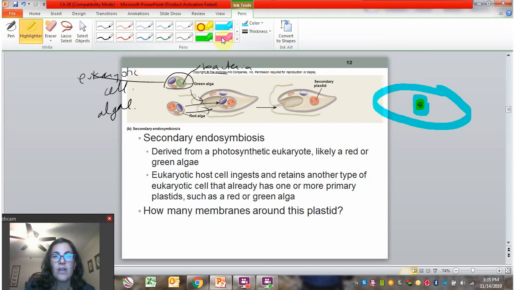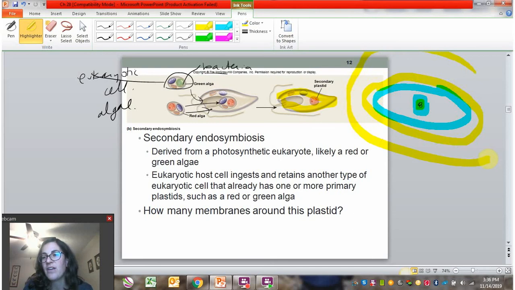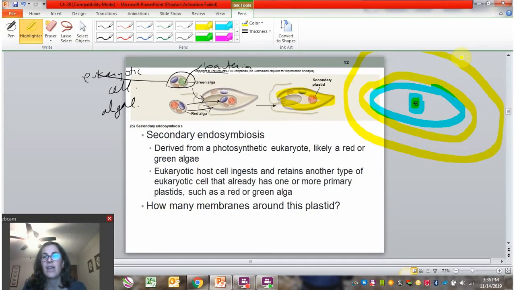Well, let's use another color. Let's imagine this cell has yellow. Well, when it ate this cell, it put another layer of membrane around it. So every time we have endosymbiosis, there's the potential for another membrane layer to end up around the chloroplast. So here's my original chloroplast that's going to end up with multiple membranes around it. If secondary endosymbiosis happens, it has more membranes than primary endosymbiosis.